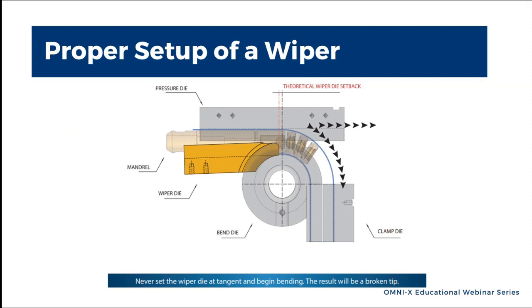I will now be going over and discussing the proper ways of setting up a wiper die. There are various ways of setting up a wiper die. Every machine is different, and this is just a general guideline of how to set up a wiper die on most bending machines. In the example shown, the wiper is set back from tangent and has rake. I will be discussing rake later after my discussions of the wiper setup.